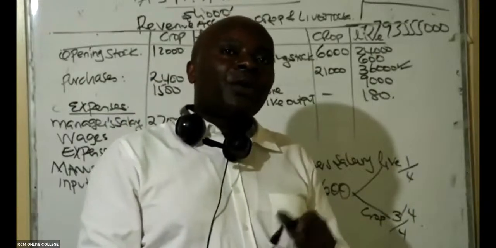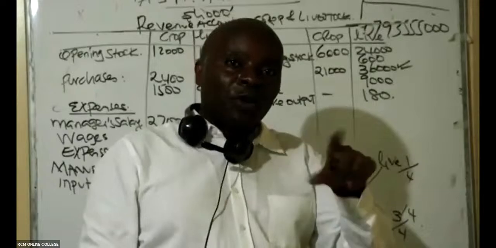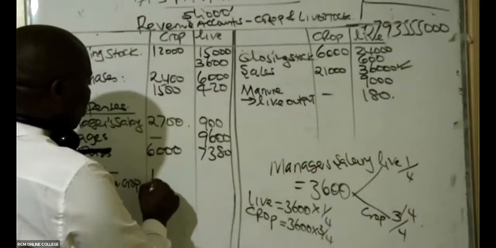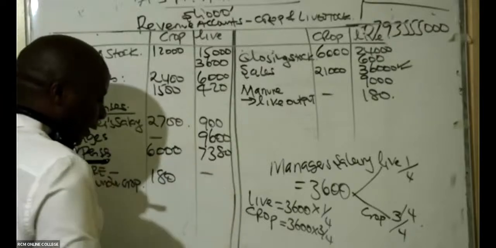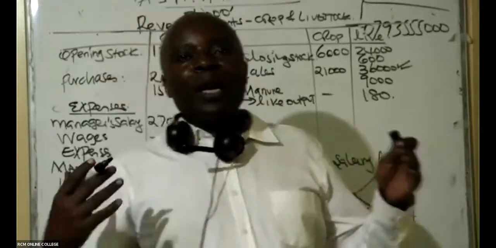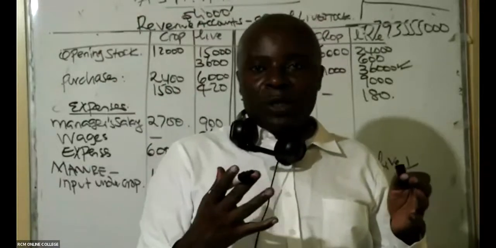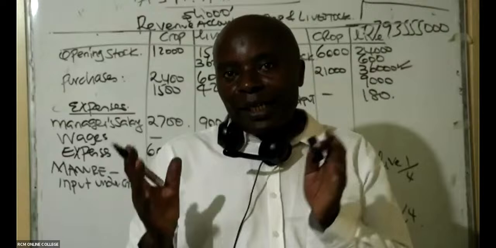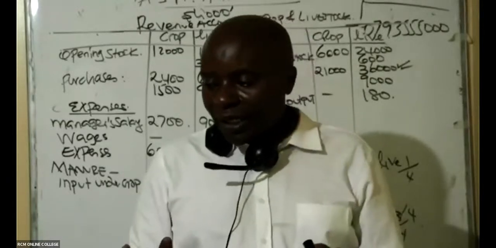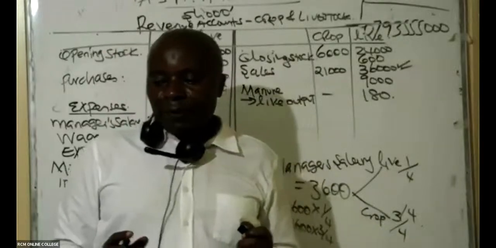So in this case, we are going to charge the crops account. On the crop account, we shall mention 180. So it is about output from where? Output from livestock. So we shall treat 180 as what here? As a sale. And it's an input, it's an expense to crops.